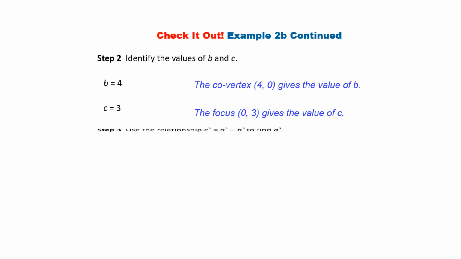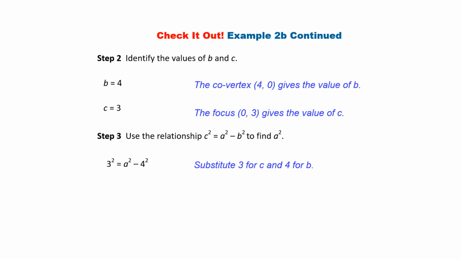Now let's remember what our relationship was. Step 3, use the relationship c squared equals a squared minus b squared. That's what we're going to use to find our a squared. When we substitute in the information that we have, we find that a squared equals 25. Now I have my a and b, so I can write my equation for my ellipse: y squared over 25 plus x squared over 16 equals 1, and that's my equation.